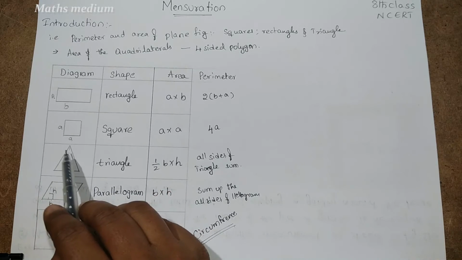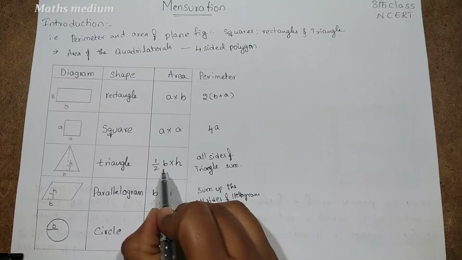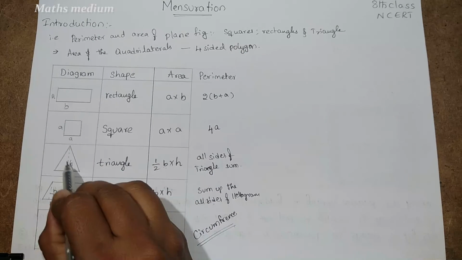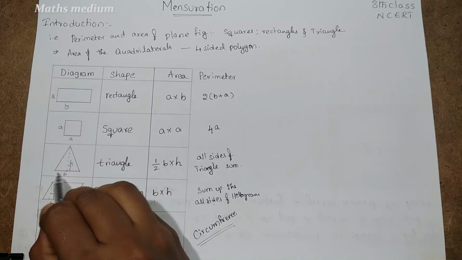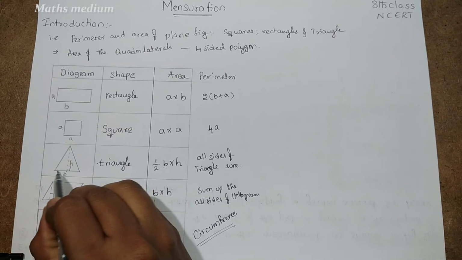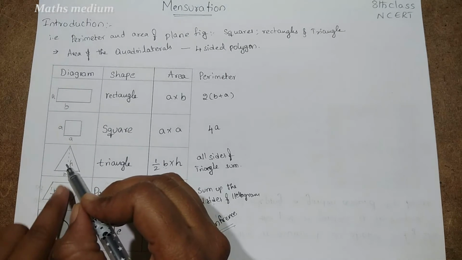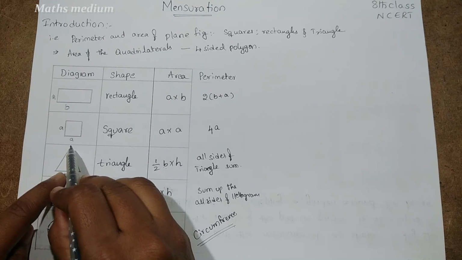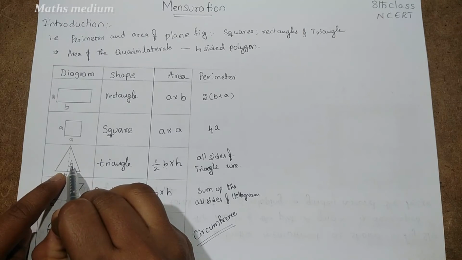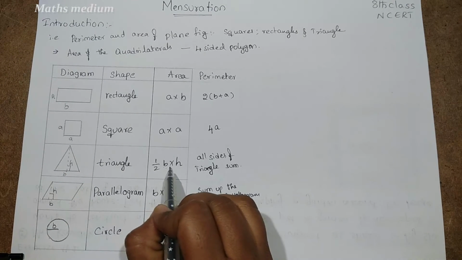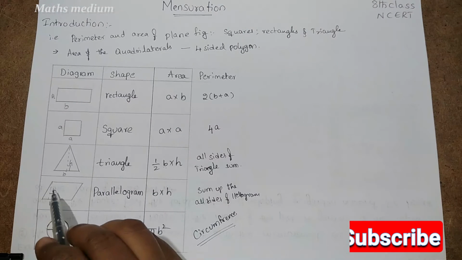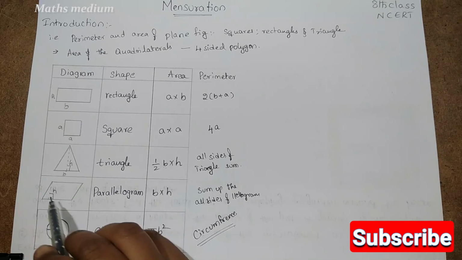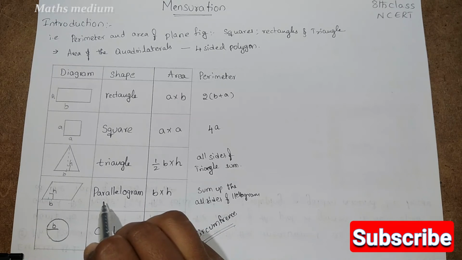In a triangle, this is half b into h. Here b means base, h means height. So at this point, this is called the height and this is b. It means if you take this as 20 centimeters, at the midpoint, it means 10 plus 10, that midpoint comes to the vertex, so that is called the height of the triangle. So that is 1 by 2 b into h. Here parallelogram also the same. This is the base and this is the height. Based on those two values, we can get the area of the parallelogram.